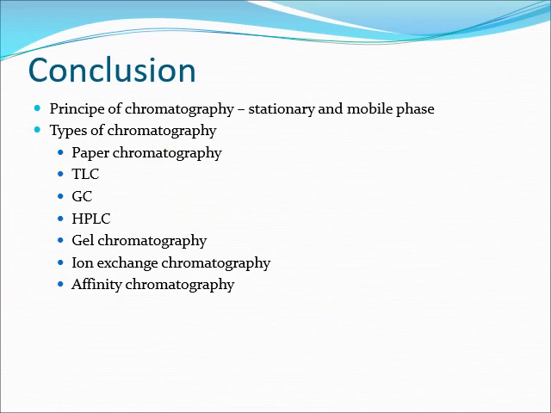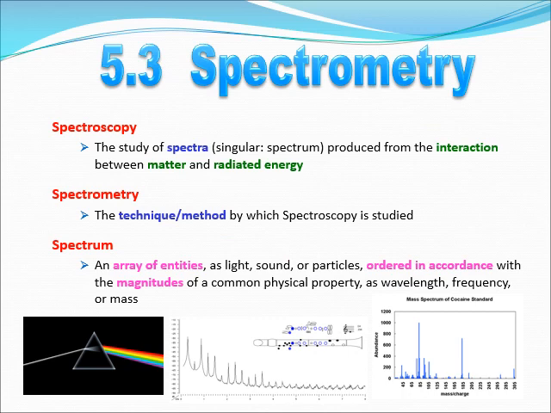So this is the conclusion of using chromatography, where you have to focus on the stationary phase and also the mobile phase for each technique. There are many types of chromatography, about 7: paper, TLC, GC, HPLC, gel chromatography, ion exchange, and also affinity chromatography. Okay, now we are finished with chromatography.